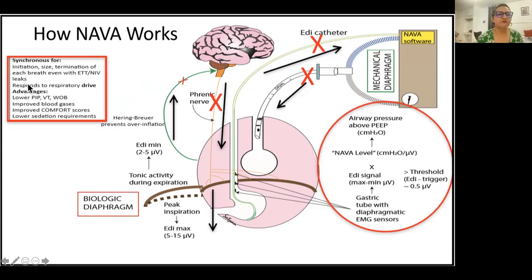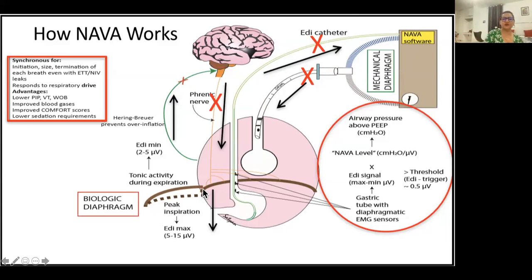And so the synchronization for initiation is there. For termination of each breath it is there too, whether you are using endotracheal tube Nava or non-invasive Nava. And it responds to the respiratory drive. So the advantage is that you have lower pressures given, a lower tidal volume, and the work of breathing is lower, and you have better blood gases with these lower pressures and tidal volume. Comfort score is much better, and you don't need much sedation. So this is how it works. We will talk more about this in the next few slides.